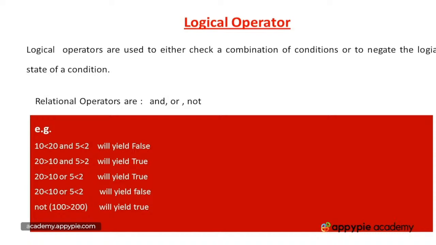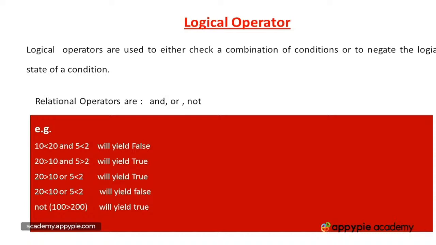So that means one condition is true and the second condition is false. If either of the conditions is false, the overall output would be false, so it will yield false, because both the conditions have been combined with this operator AND. Similarly, in the next example, I am writing 20 greater than 10 and 5 greater than 2.